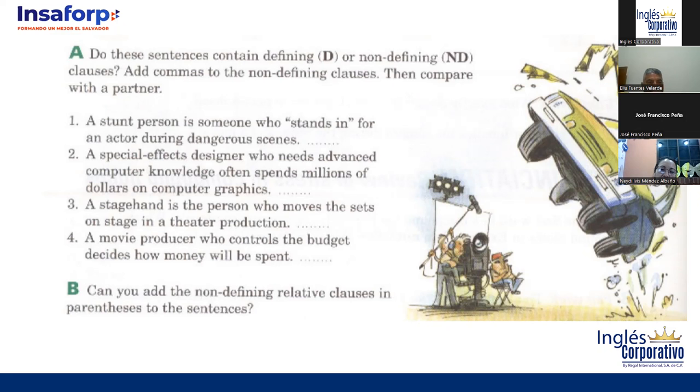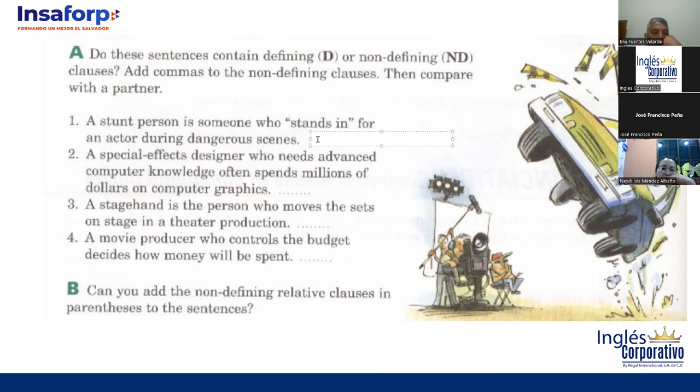Okay, very good. Thank you so much. A stunt person. So what do you think, guys? Is this one a defining or non-defining clause? What do you think? Defining or non-defining? Yes, Eliu? I think that it's not defining. Non-defining. Okay. What about the rest? A special effect designer who needs advanced computer knowledge often spends millions of dollars on computer graphics. Oh, thank you so much, Eliu.